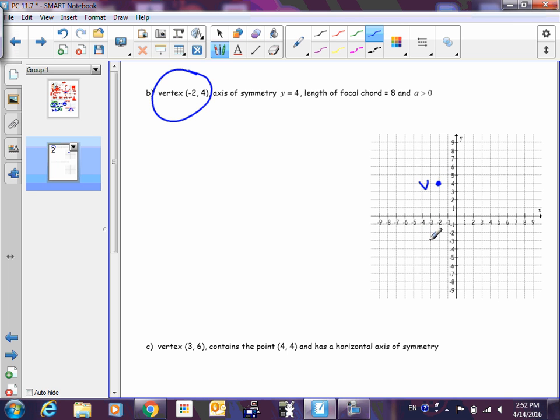So there's the vertex. Okay, axis of symmetry, y equals 4. What type of line is y equals 4? Horizontal. So let's graph that. And what that means is that this line is cutting my parabola in half. So this is going to be a horizontal parabola.